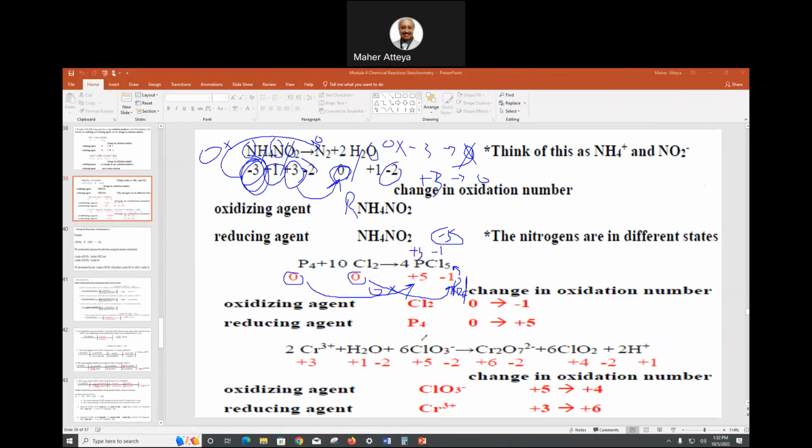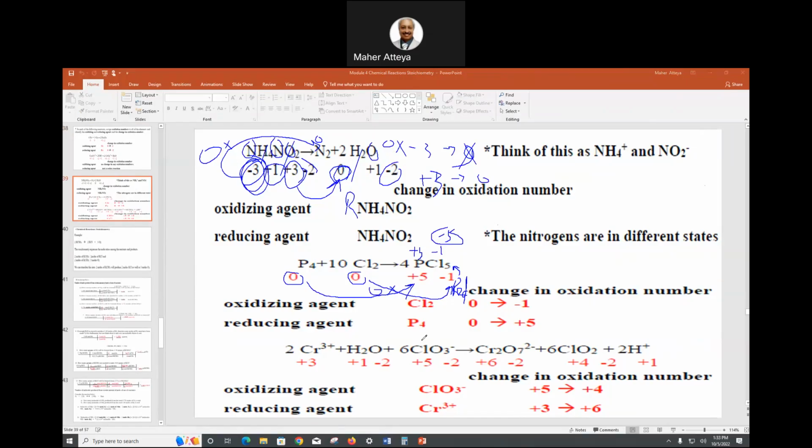Now, the answer is here. Tell me which one is oxidizing agent, which one is reducing. I gave you the answer, but you have to ask yourself, what does phosphorus do to chlorine? Phosphorus does force chlorine to be reduced, correct? Everybody's following me? So phosphorus is a reducing agent, does the reduction process.